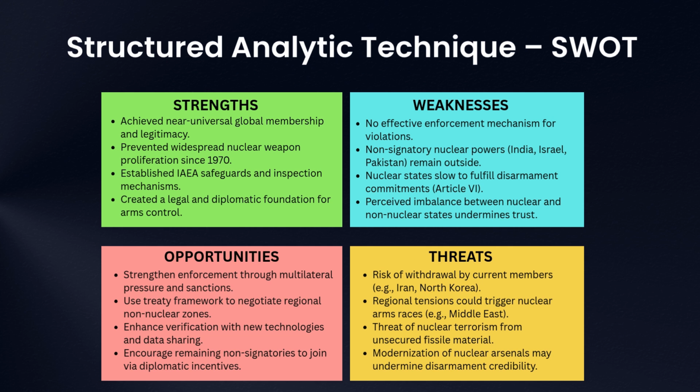To think critically about the NPT's long-term impact, I used a SWOT analysis. The strengths include broad global support, a legal framework for disarmament, and a reliable verification process. But there are weaknesses, such as lack of enforcement and the fact that key nuclear states such as India and Israel never signed. There are still opportunities to strengthen inspections, bring in new members, and adapt to new threats, like cyber hacking of nuclear systems. But there are also serious threats, like terrorism, countries leaving the treaty, or others starting an arms race. Despite its flaws, the NPT remains a vital foundation.